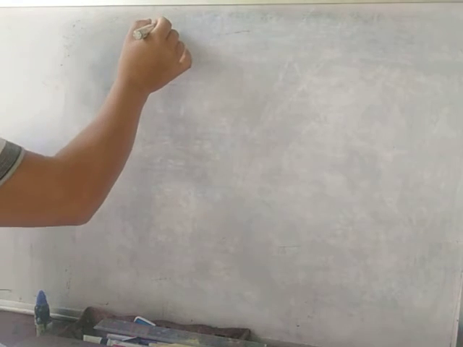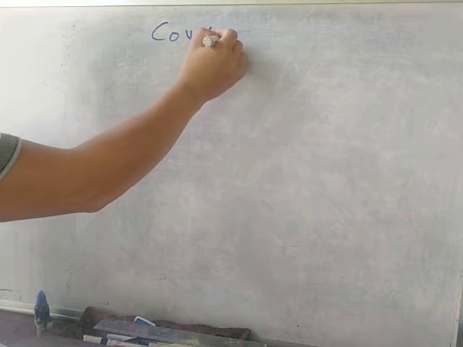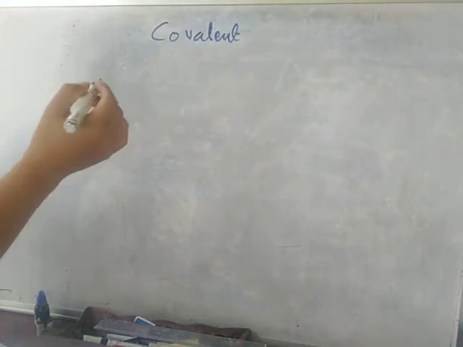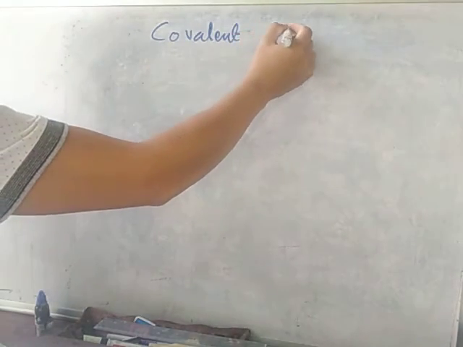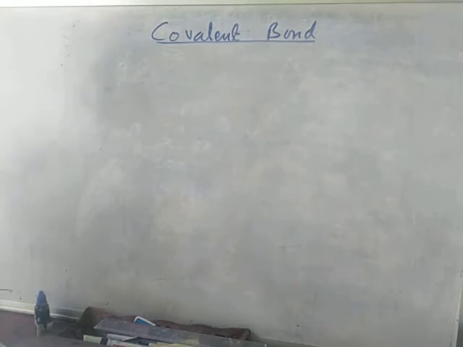Okay, so today I will start covalent bond. Write down covalent bond. So last time we did ionic bond, isn't it? And those compounds which have ionic bond are called ionic compounds. Likewise covalent bond. Okay, so covalent compounds.